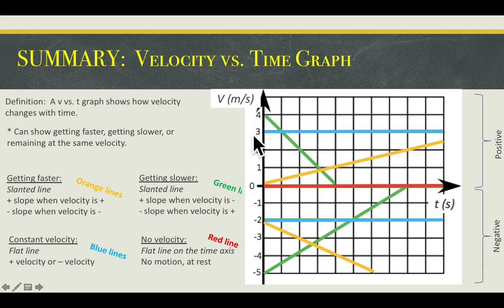So at a positive 3 meters per second, it's moving in the positive direction at a steady pace, or at -2 meters per second, it's moving in the opposite direction at -2 meters per second at a steady pace. All of these lines show something that is moving except for the red line. The red line shows something that is sitting still. Bear in mind as well that anything that's graphed on the top half of this graph is moving in the positive direction. Anything that's graphed on the lower half of this graph is moving in the negative direction.